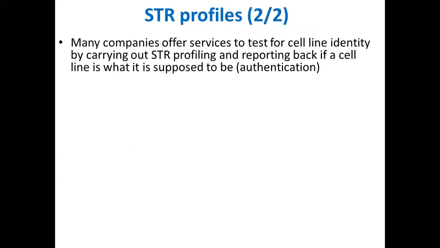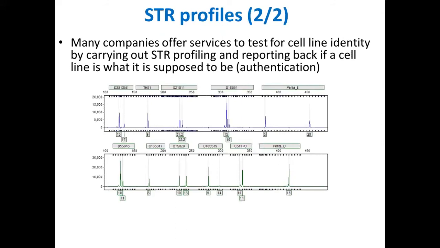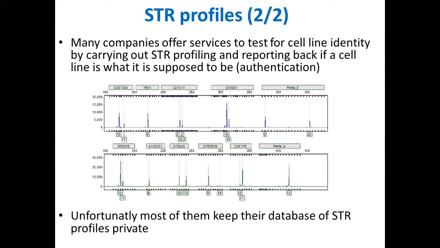Now, the good thing is that there are many companies and also academic labs which offer a service to test for cell line identity. You can send them your cell lines, they will do an STR profiling and report back if your cell line is what it's supposed to be. They will authenticate the cell line and give you back the list of loci and the alleles which are found. A small problem with those companies is that they keep their database of STR profiles private.